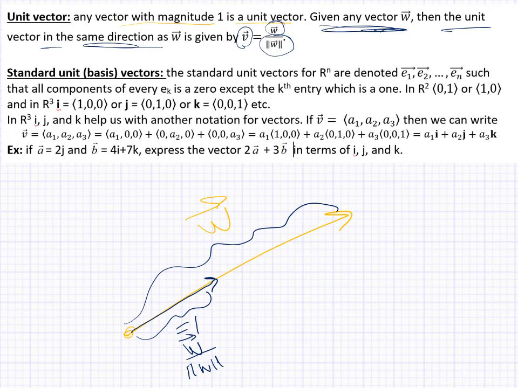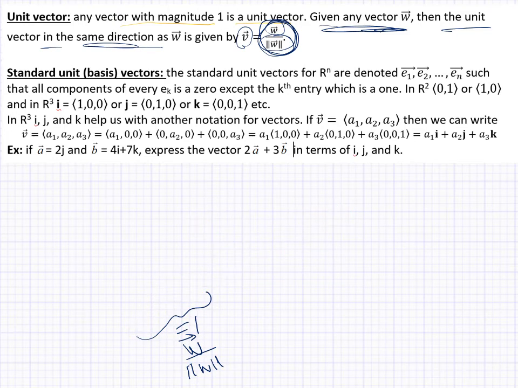We scale up or scale down depending on the original magnitude of the vector. But it's simple to take any vector and look at its corresponding unit vector by using that simple formula. Okay. Now in each space, we have what we call standard unit vectors.